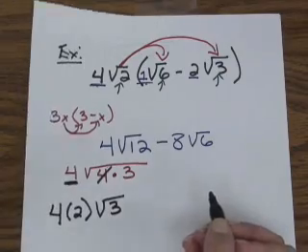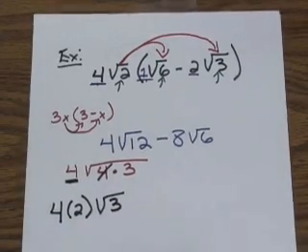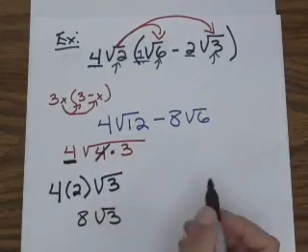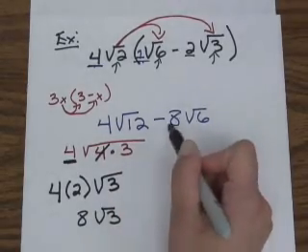You always need to simplify. So 4 times 2 is 8, square root of 3. Now let's look at this one. Negative 8, square root of 6.